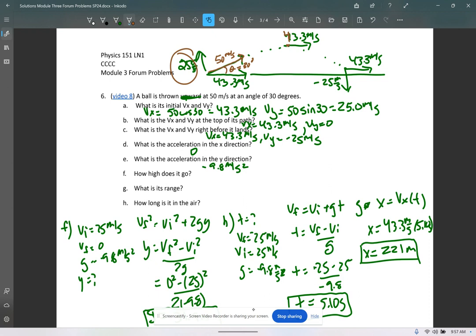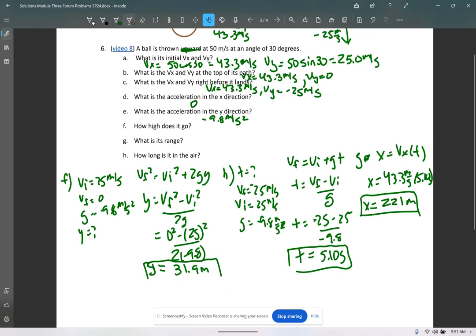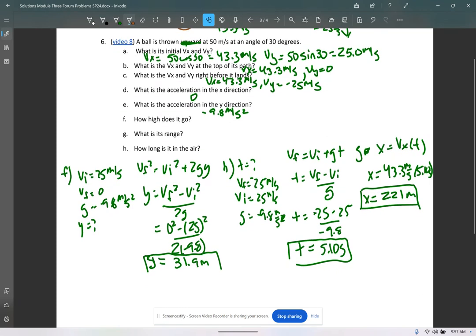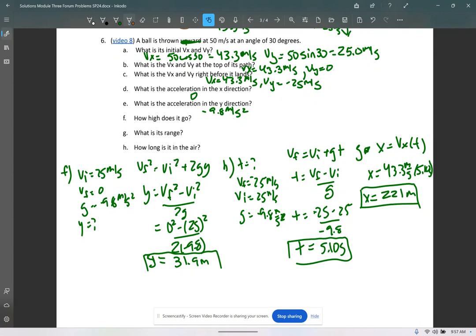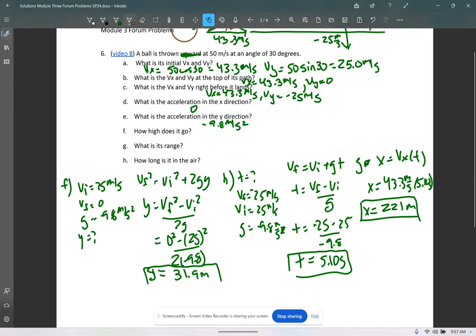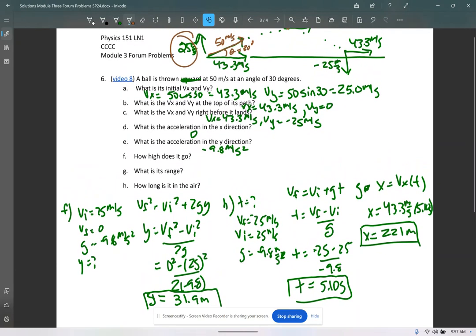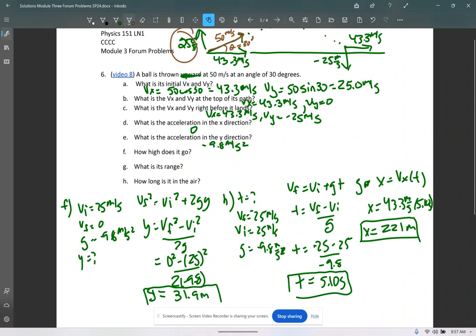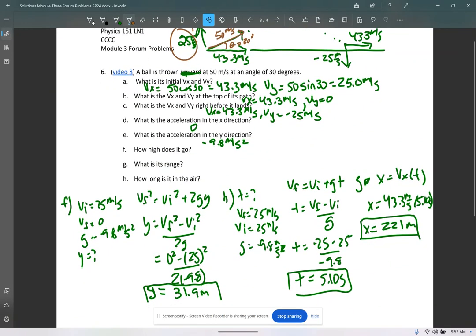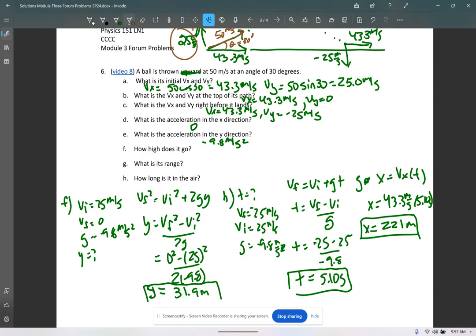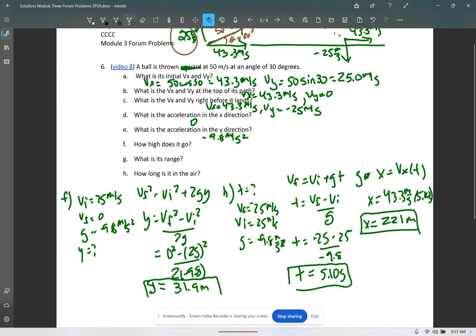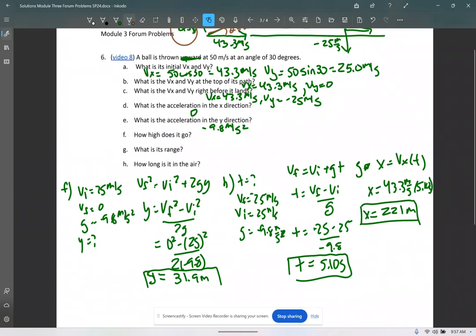So when I find it, I'm going to find it just like I did in the other problem, but I'm going to use 0 squared minus 25 squared all over 2 times negative 9.8, and I get 31.9 meters. When I find the time, I'm going to find it just like I did in the other problem, but I'm going to use negative 25 as my final speed and positive 25 as my initial speed. And when I do that, I get 5.10 seconds.